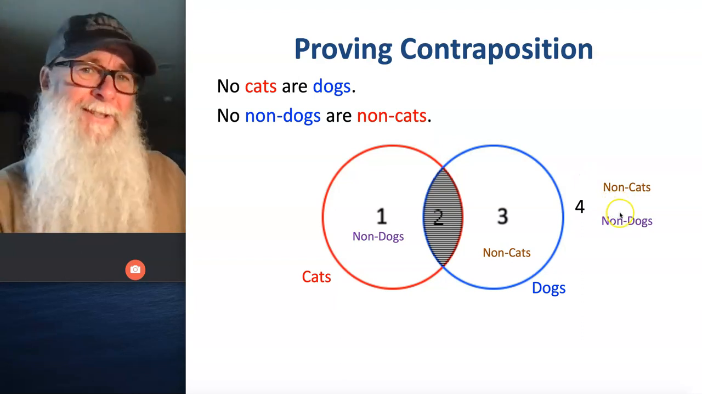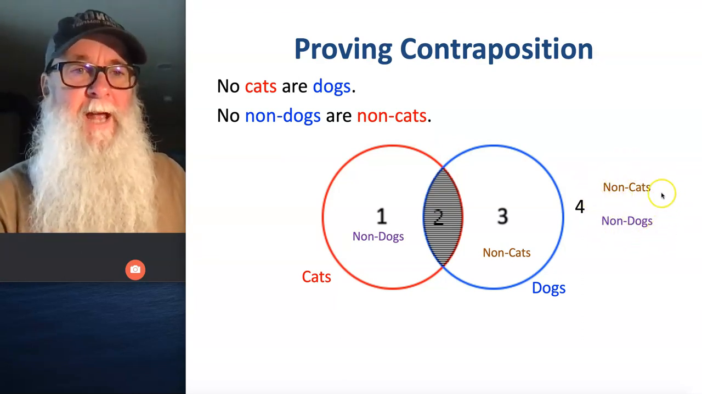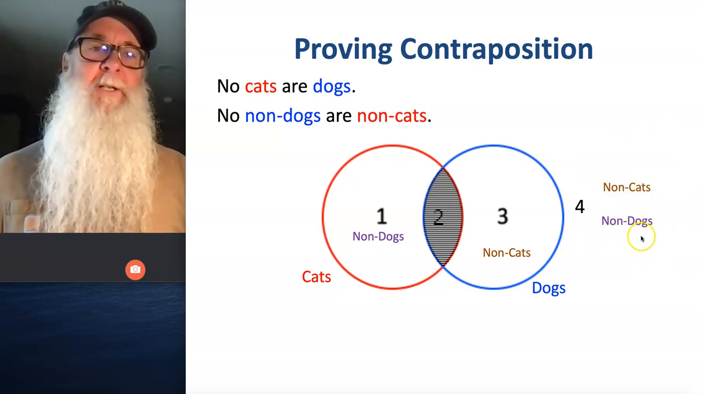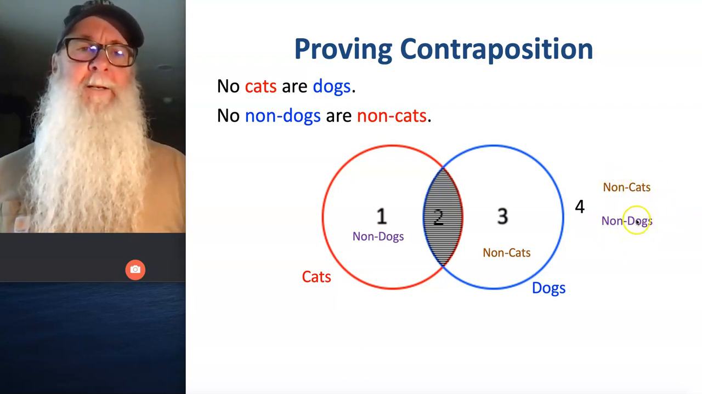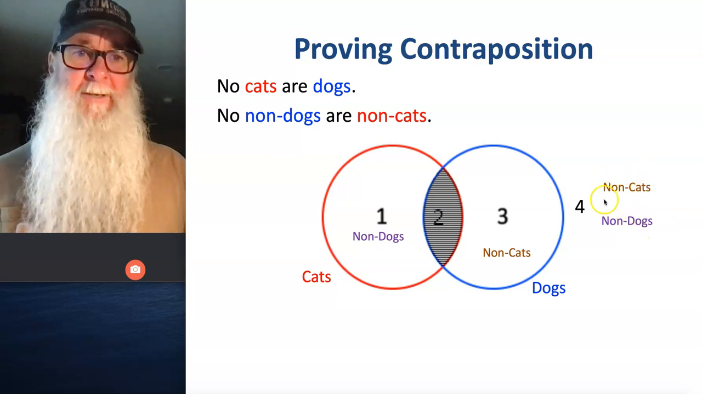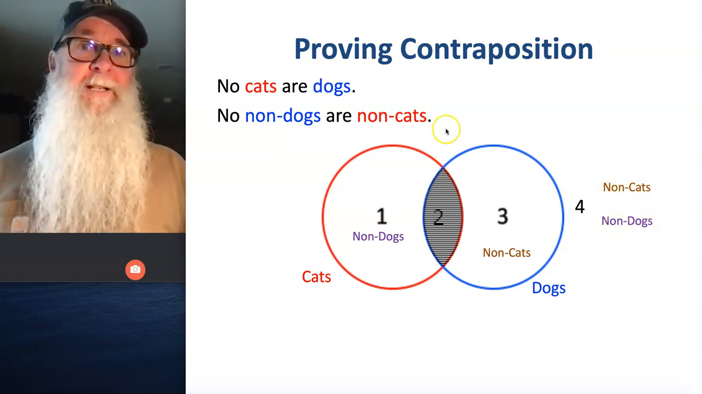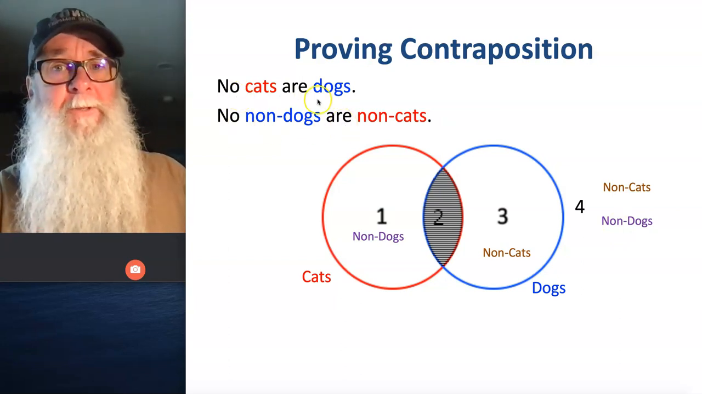All right, does this diagram show no non-dogs are non-cats? No. It actually shows the opposite. It shows that all non-dogs are non-cats. Right? Because anything that exists out here would be both a non-dog and a non-cat. So if anything that exists out here is a non-dog and a non-cat, then everything that exists out here is a non-dog and a non-cat. That means that all non-dogs are non-cats. And that is not the statement that we created when we contraposed this E statement.